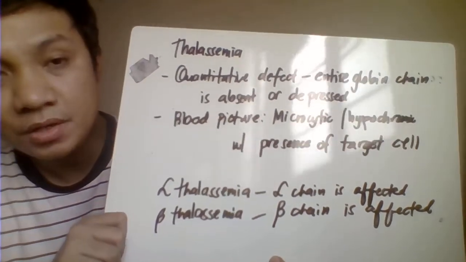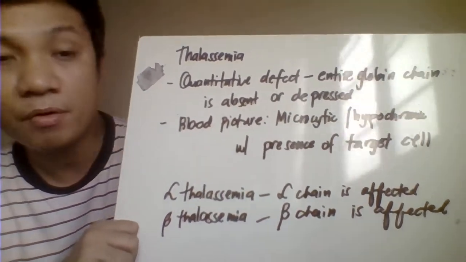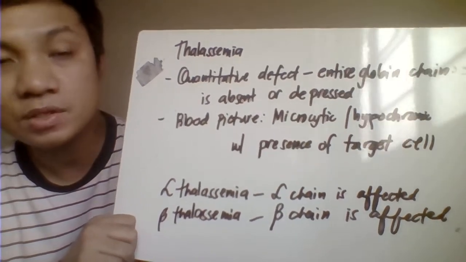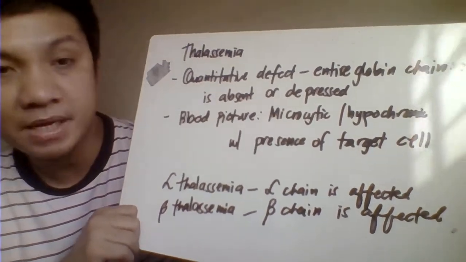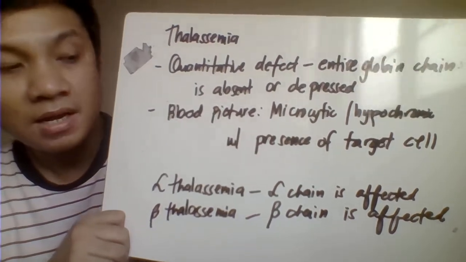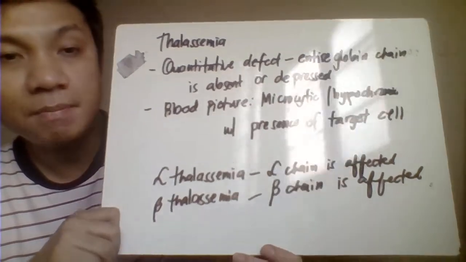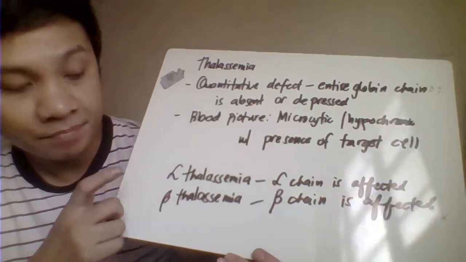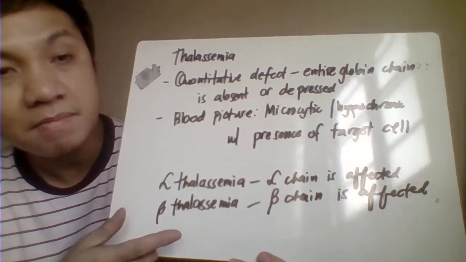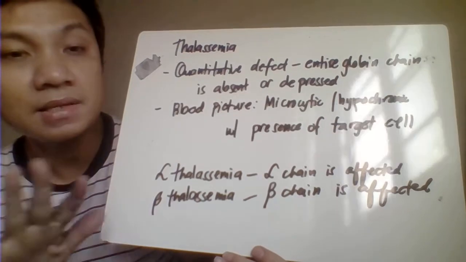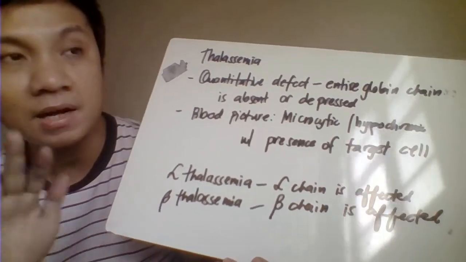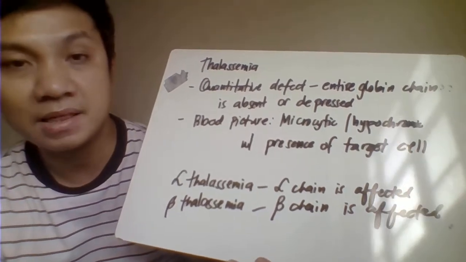For the blood picture, this one is microcytic hypochromic. That would differentiate it from your hemoglobinopathies, which is normocytic normochromic. On the peripheral blood smear, the presence of target cells would signify thalassemia. So pag sinabi nating alpha thalassemia, alpha globin chain is depressed or absent. Pag beta thalassemia, beta globin chain is depressed or absent.